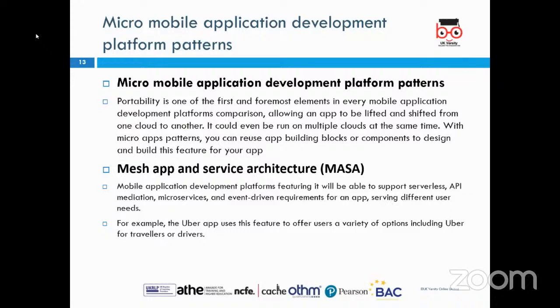As an example, the Uber app uses these features to offer users a variety of options, including Uber, travels, or driver. As we can see, Uber as a company has different apps, and they all feature this mesh app and serverless architecture, where all of the APIs are built in different websites, but they can communicate with each other.